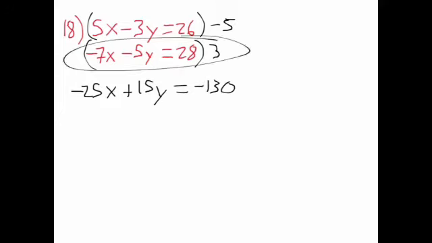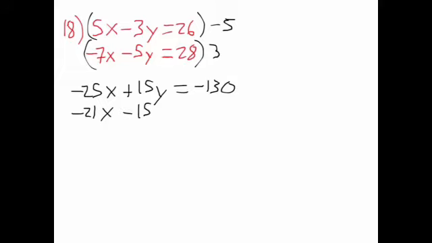And I'm going to take my entire second one and times it by the 3. That's going to give me negative 7 times 3, which is negative 21x. Negative 5y times 3 is negative 15y. And then the 28 times the 3 is going to give me 84.